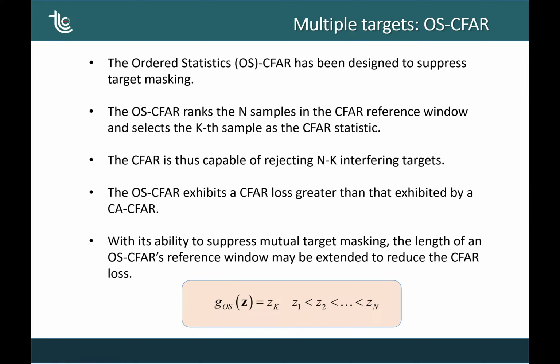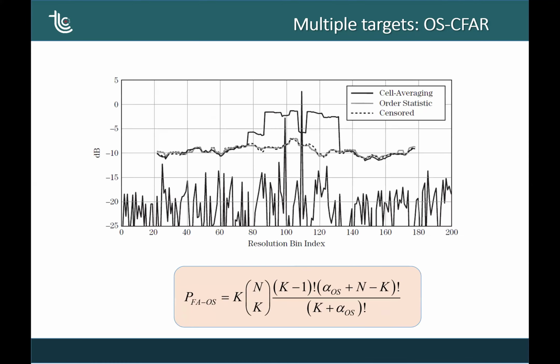So the OS CFAR is used when the probability of having many targets in the same scene is not negligible, and the targets are also close to each other. Okay, so let's see here the probability of false alarm of the OS CFAR is what you see in the equation. It depends on the number of pulses n in the window, the position k of the sample that we use, and of course the coefficient alpha.